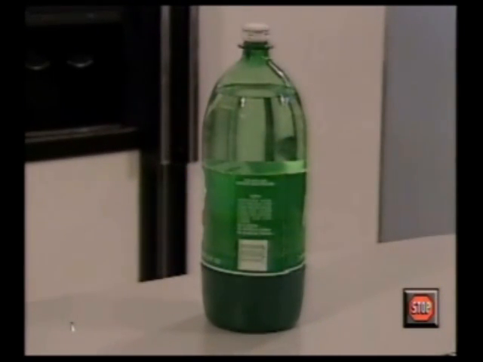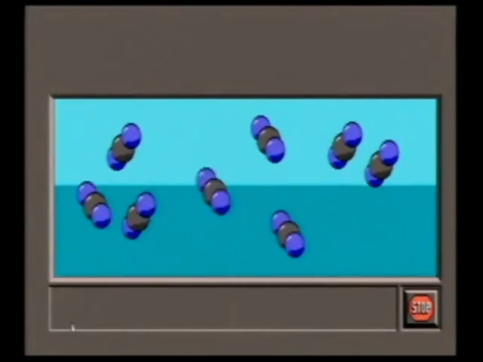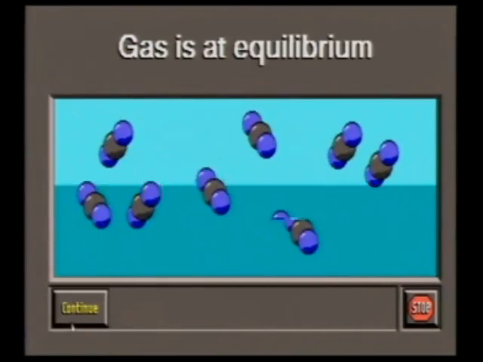An equilibrium has been established inside this bottle. This means that just as many carbon dioxide molecules are coming out of solution in a given time as are dissolving into solution. Since the pressure inside the bottle is high, the solubility of carbon dioxide in the liquid is also high.